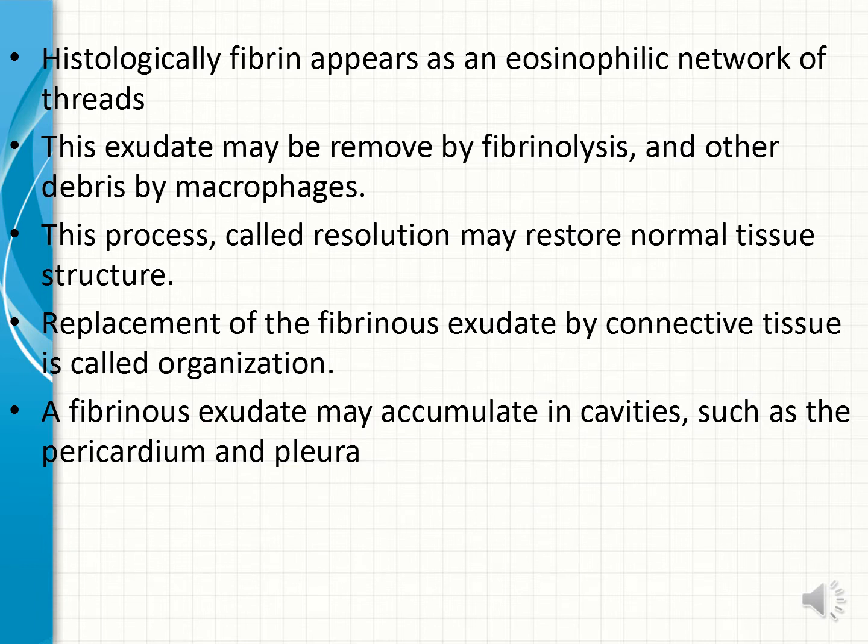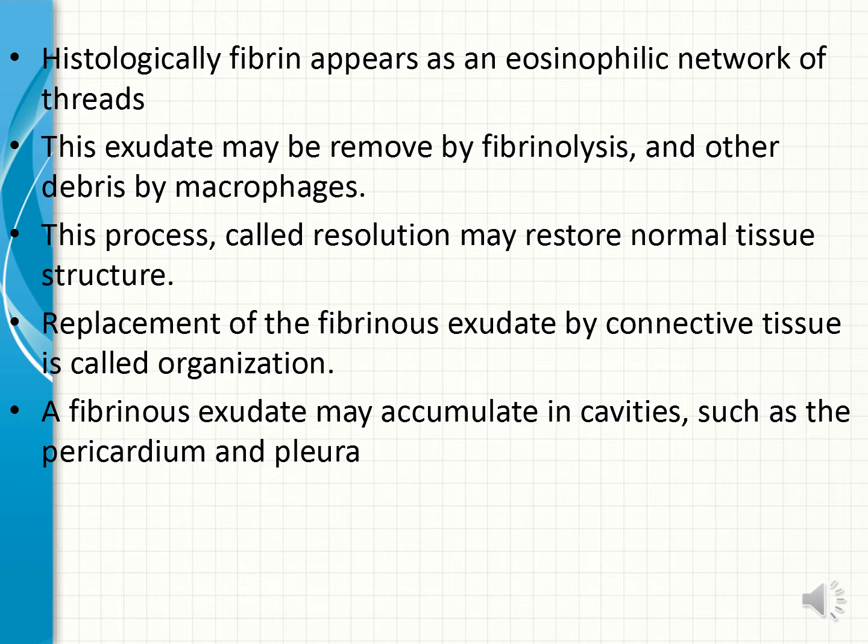Histologically, fibrin appears as an eosinophilic network of threads. This exudate may be removed by fibrinolysis and other debris by macrophages. This process called resolution may restore normal tissue structure in the area of this fibrinous inflammation. But sometimes we see replacement of such exudate by connective tissue, and it is called organization.